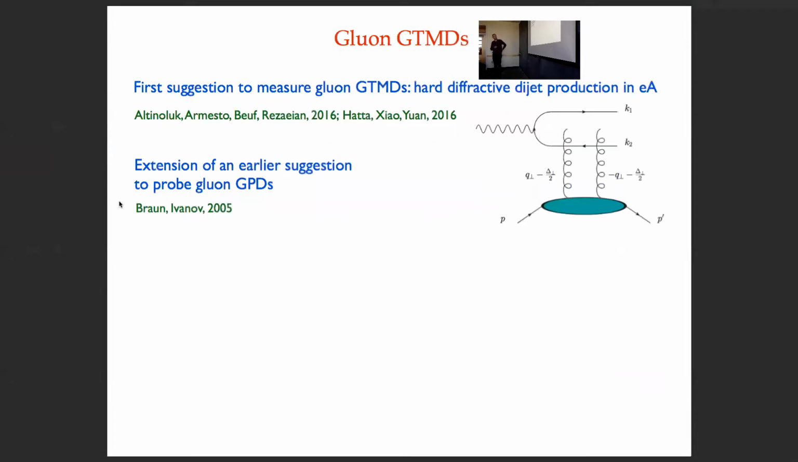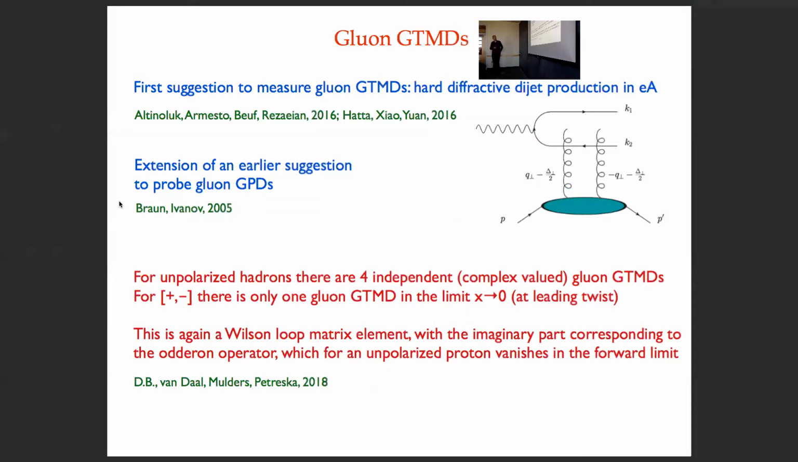So there was the first suggestion to measure these gluon GTMDs in eA collisions via hard diffractive dijets, which is an extension of an earlier suggestion to probe gluon GPDs. But the point is that in this discussion there is always the Wigner distribution and the gluon GTMD, but of course there are several, even for an unpolarized proton. You have 4 independent ones and they are complex valued, so you have basically 8. These are 4 independent components of one operator. In that case, you have the trace, but it depends on the operator. We have open indices.